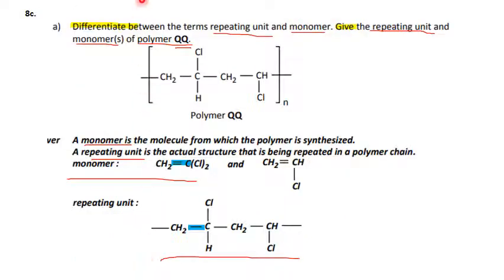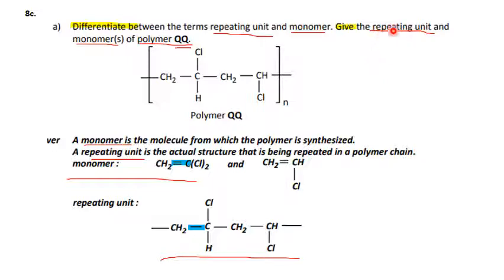Question 8C, A: the difference between the terms repeating unit and monomer. So you just give the definition. What is a monomer? A molecule from which the polymer is synthesised. And the repeating unit is the actual structure that is being repeated in a polymer chain.